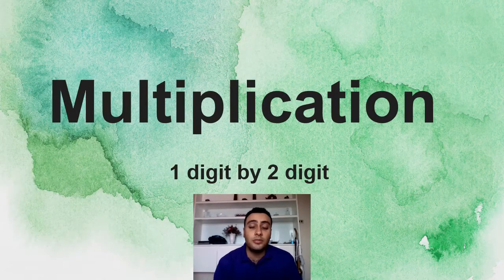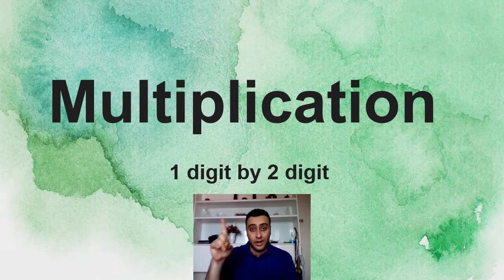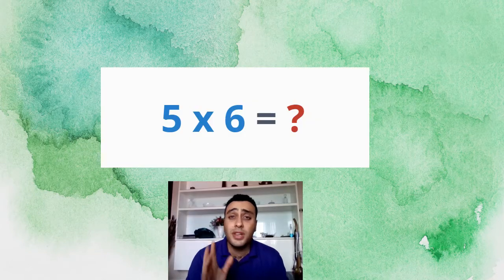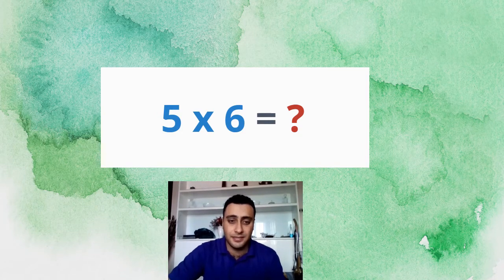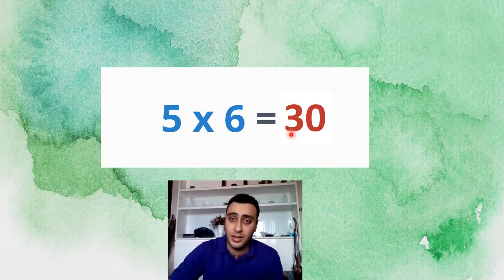Okay, so now we're going to learn how to do multiplication of 1 digit and 2 digit. All right, let's see. We start with something very easy. 5 times 6. What is the answer? Very easy. 30, right? Let's see the next one. We know the answer now.